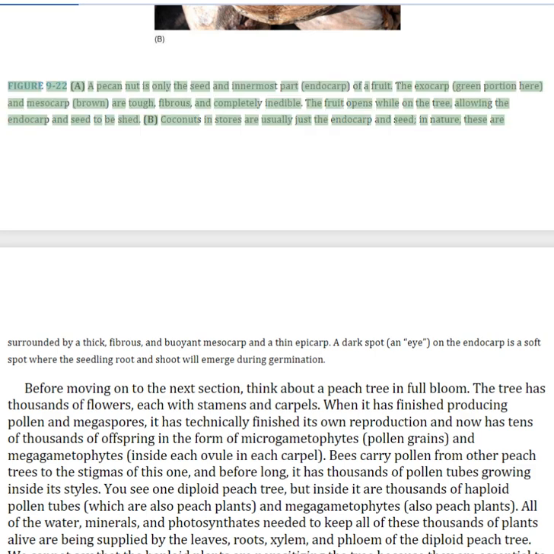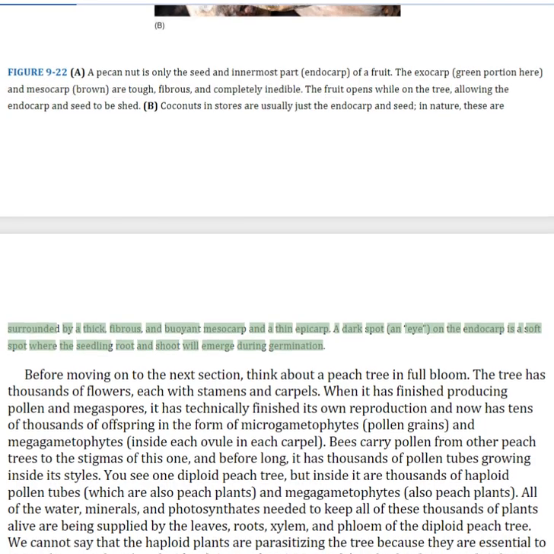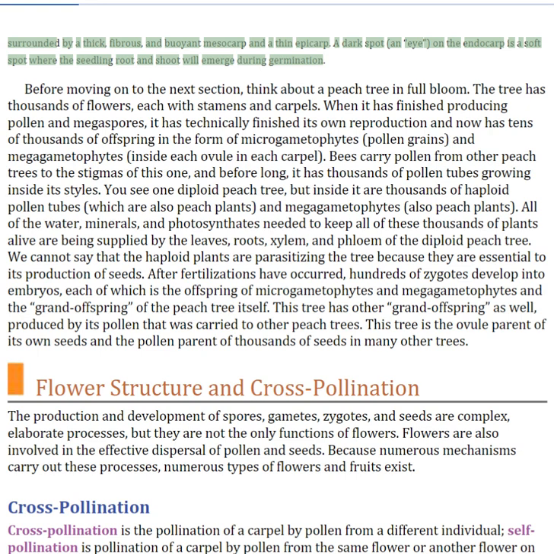Figure 9.22: A pecan nut is only the seed and innermost part of a fruit. The exocarp and mesocarp are tough, fibrous, and completely inedible. The fruit opens while on the tree, allowing the endocarp and seed to be shed. Coconuts in stores are usually just the endocarp and seed. In nature, these are surrounded by a thick, fibrous, and buoyant mesocarp and a thin exocarp. A dark spot on the endocarp is a soft spot where the seedling root and shoot will emerge during germination.